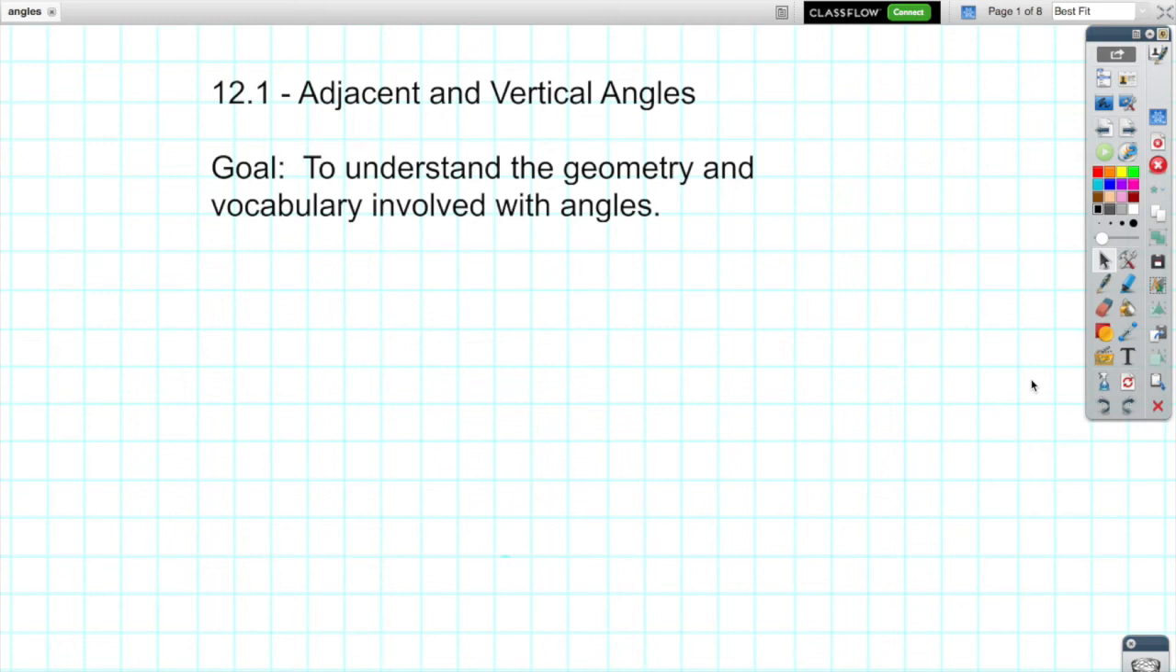Lesson 12.1, Adjacent and Vertical Angles. So in this first lesson of Chapter 12, our goal is to understand the geometry and vocabulary involved with angles. All right, so a lot of this is just going to be vocabulary terms, and we're also going to do a little bit of math based on what those terms can tell us about the different problems.